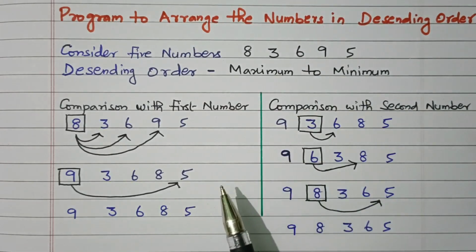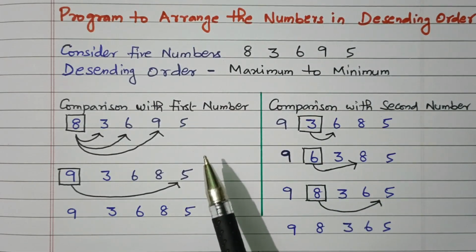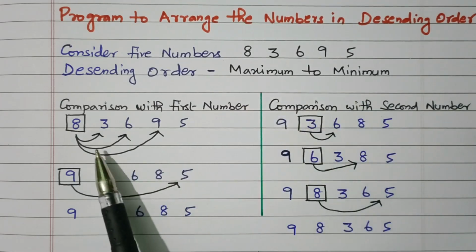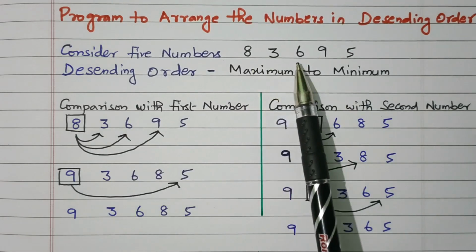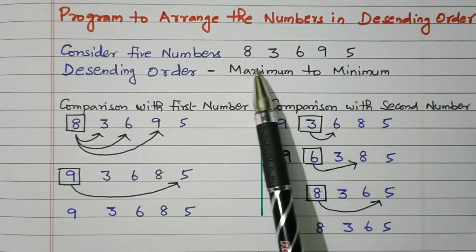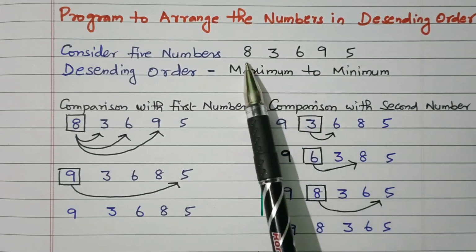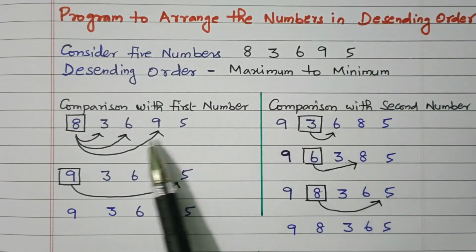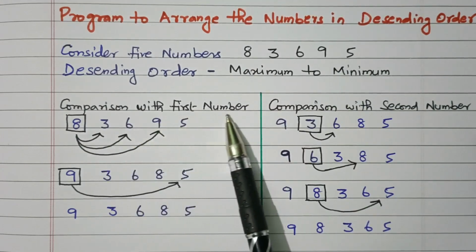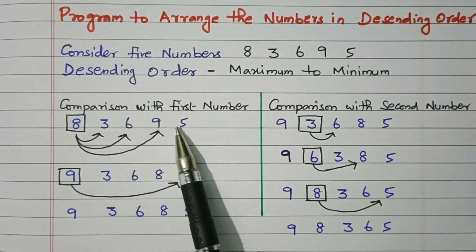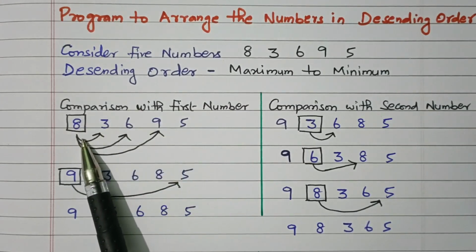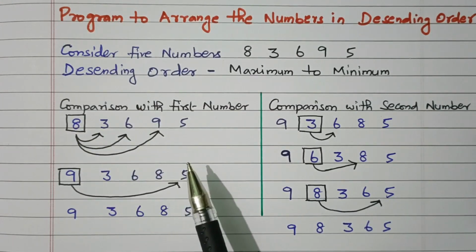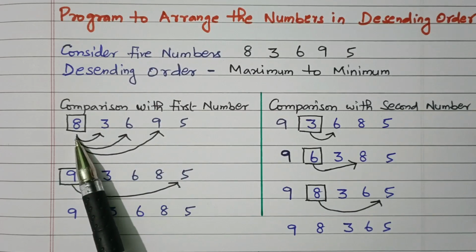Right. Now we'll see how to arrange. What is the logic behind that? Arranging of numbers from maximum to minimum, descending order. Let us consider these numbers 8, 3, 6, 9 and 5. These are already available in the single dimensional array in this order. These numbers we need to arrange from maximum to minimum. So first take the first number. The first number is compared with the second number, third number, fourth number and fifth number. Right. So the first number is 8.